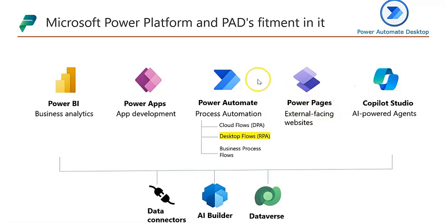Coming back to the topic of our course, that is Power Automate. Again, Power Automate is subdivided into various types of flows. One is cloud flows, also called digital process automation. The second one is desktop flows or RPA, and this is where PAD's place is in the entire Microsoft Power Platform. The third type of flow is business process flows.